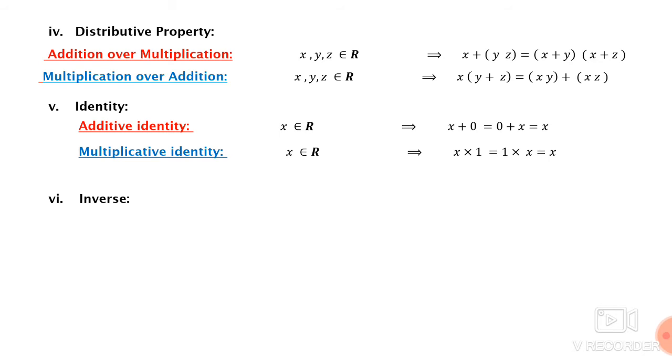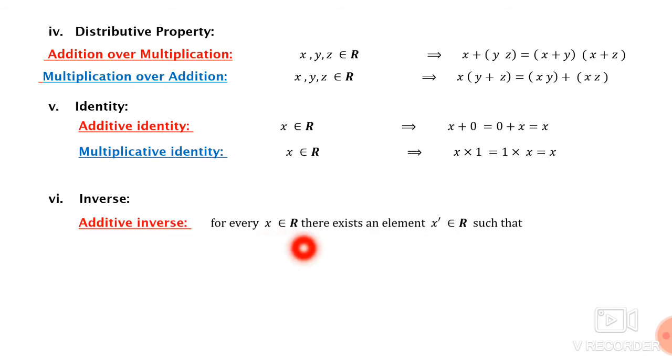Inverse. Additive inverse. For every x belongs to real number, there exists an element x dash belongs to real number such that x plus x dash equals x dash plus x is equal to 0. It means for every real number, if we select a real number, there must be another real number such that if we add those numbers, we will get 0 in the answer.